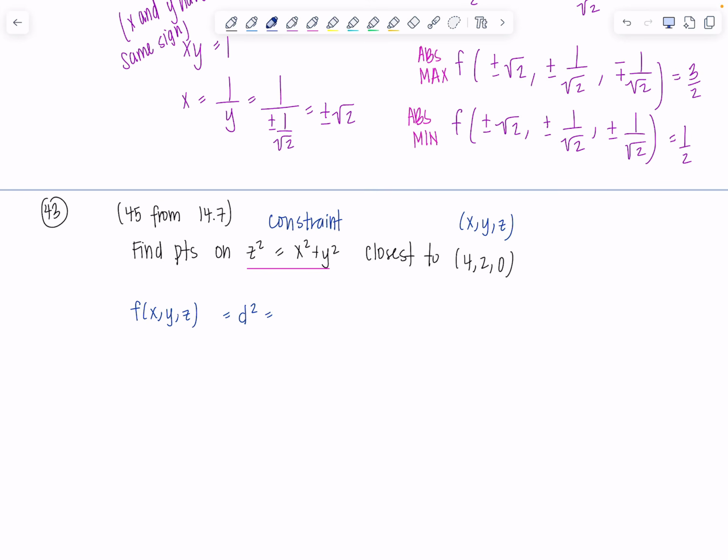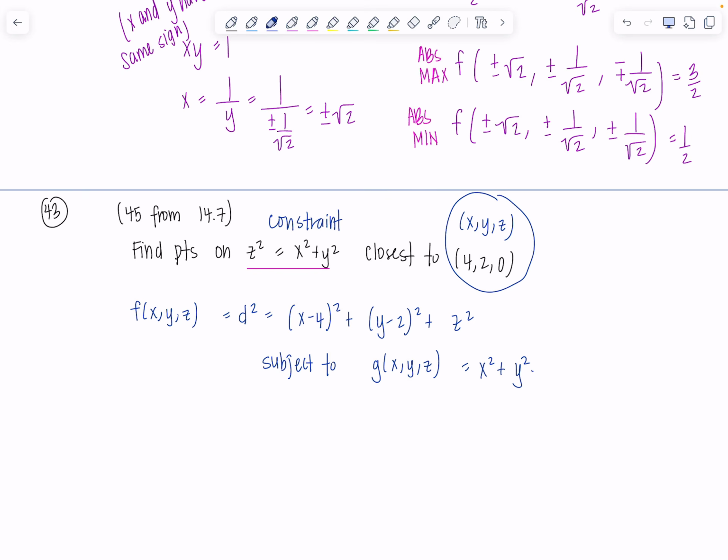If you want to minimize the distance from any ordered triple to (4, 2, 0), subject to, right, you're used to hearing subject to, the constraint that that ordered triple has to be on the cone. So that's what you're going to put lambda on, okay? So distance is going to be just the distance formula between arbitrary xyz and (4, 2, 0). So it would be x minus 4 squared plus y minus 2 squared plus z squared. Good? Subject to, that xyz has to be on the cone, so I'll just say g of xyz is x squared plus y squared minus z squared. Now this time it matters that we move the z squared over because it's not just a constant, okay?